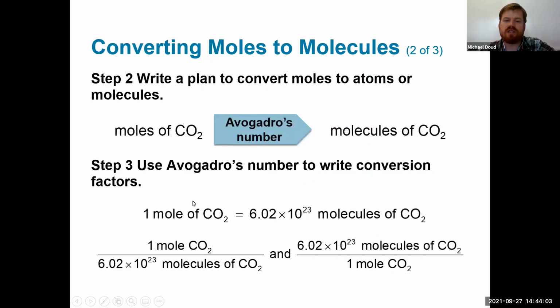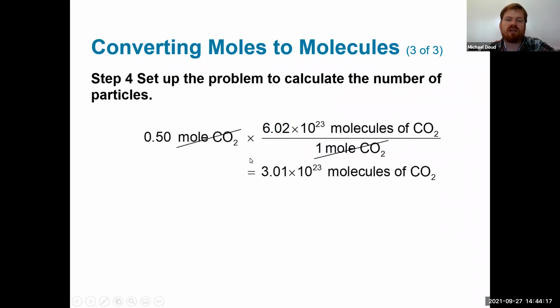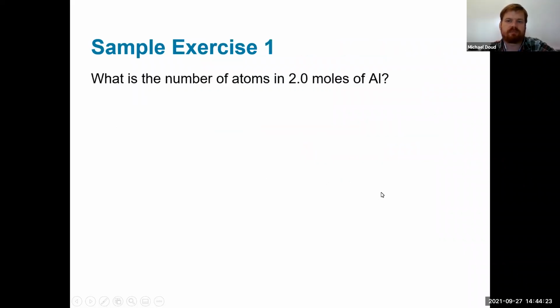So now we're ready to write our conversion factor. We know that 1 mole of CO2 is equal to 6.02 times 10 to the 23rd molecules of CO2. So we can set up a conversion factor where 6.02 times 10 to the 23rd molecules of CO2 per 1 mole of CO2 allows us to convert directly from the 0.50 moles to the molecules of CO2, just like that.